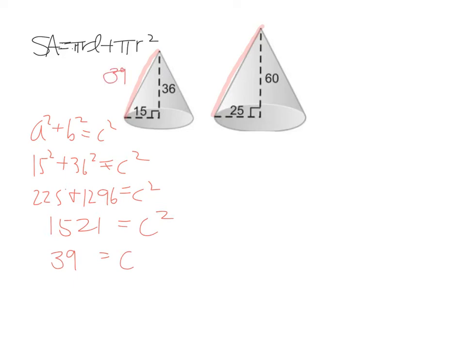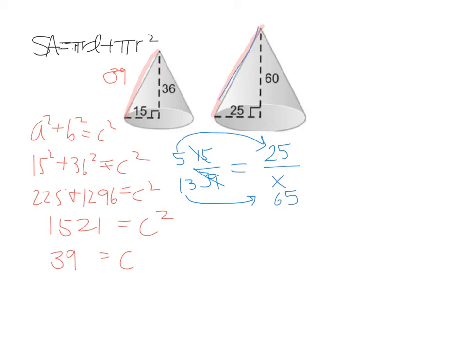For the second one, we could do Pythagorean theorem again, but we also could do a proportion. Let's try it that way. Since we know that these are similar, we can make a ratio for the first one that says 15 to 39. And then the second one would be 25 to x. And we can divide these by 3 and get 5 and 13. And I can see here if I multiply by 5, I get 25. And so 13 times 5 will give me 65. So this slant height here is 65.